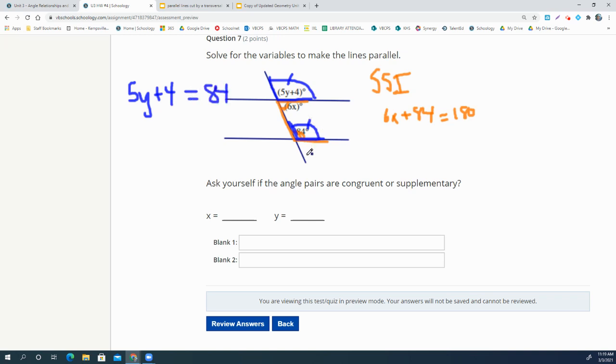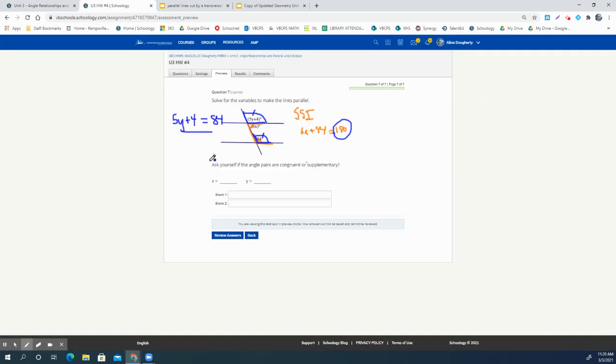Okay. With these angle relationships, you always got to ask yourself, are they congruent or are they supplementary? Are they going to equal each other or are they going to equal 180? Nice. They are corresponding. They are congruent. We're going to set those equal and then just solve. We're good on the solving part? Sweet. All right. I'm going to close that down.